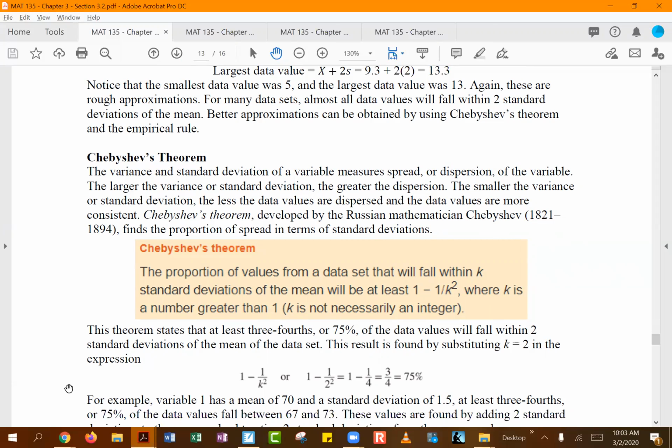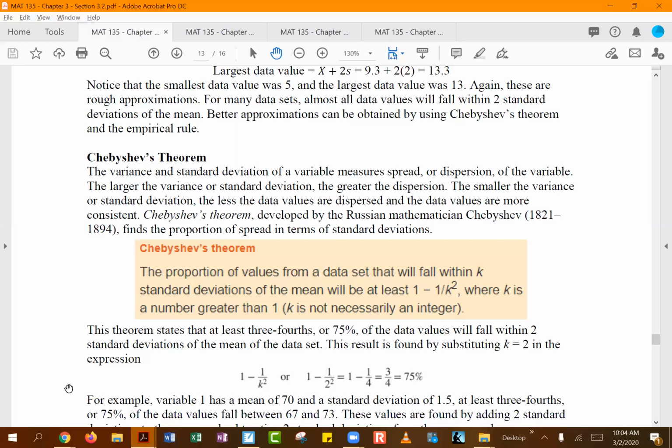So basically, again, the idea is what percentage of our data is spread out between these standard deviations. There's this little formula right here in this box. They're saying the proportion of values from a data set that will fall within K standard deviations. So are you within 1 standard deviation, 2 standard deviations? For that matter, that value of K could be like 1.35. If you are 1.35 standard deviations away from the mean, that's what that K value is going to be. So you put it into this formula, 1 minus 1 divided by K squared, where K has to be a number greater than 1, and K is not necessarily an integer.